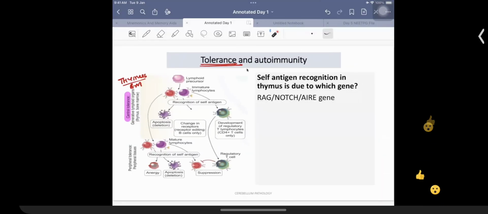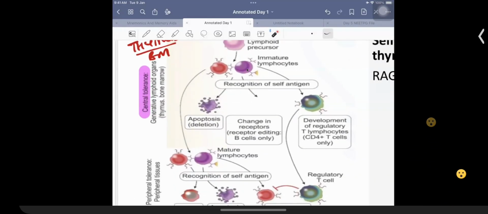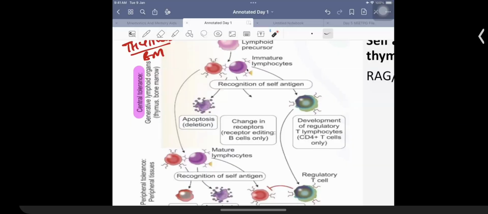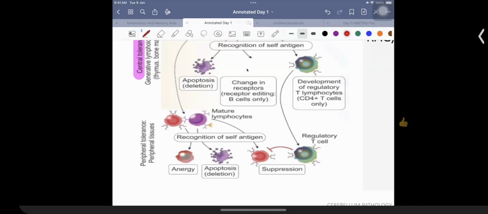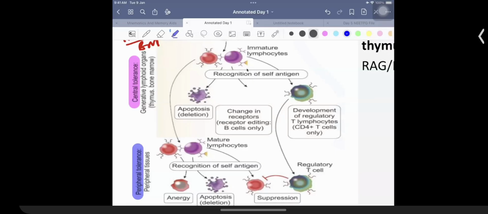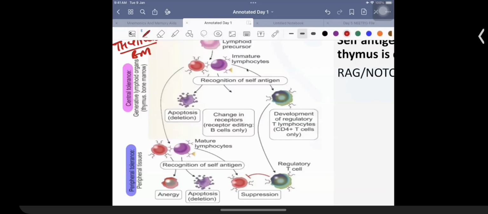ठीक है. Now, talking about tolerance, tolerance can be of two types. If it is seen in thymus and bone marrow, it is called central tolerance. If it is seen in the lymph node and the peripheral lymphoid organs, then it is given the name of peripheral tolerance. Central tolerance has multiple mechanisms. You look at your notes, you have an idea. One is negative selection or apoptosis.